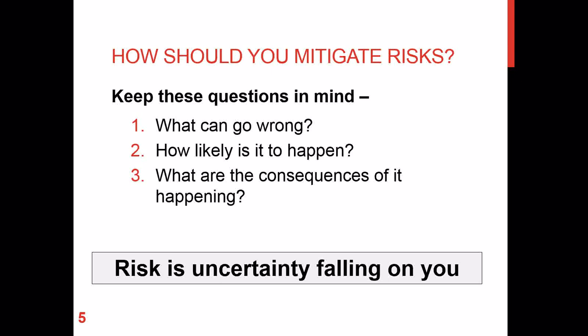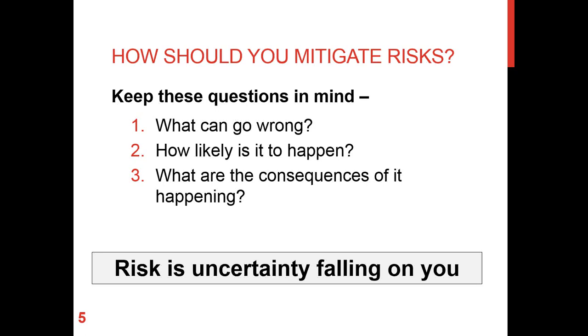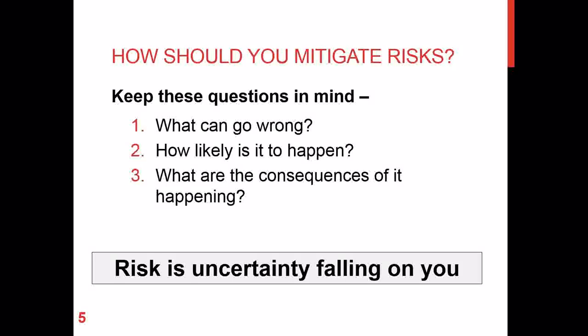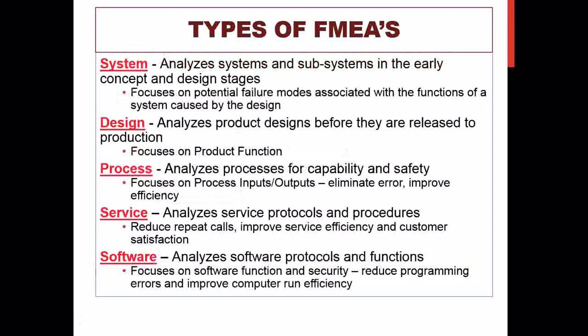So how should you go about mitigating risk? Well, you first have to start with these questions in mind. What can go wrong with the design, the product, or the process? How likely is it to happen? And what are the consequences of it happening? That is, once the failure has occurred, what's going to happen to the user or the product? Key thing to remember here, risk of uncertainty is your responsibility as an engineer. You have to design it out of your product.